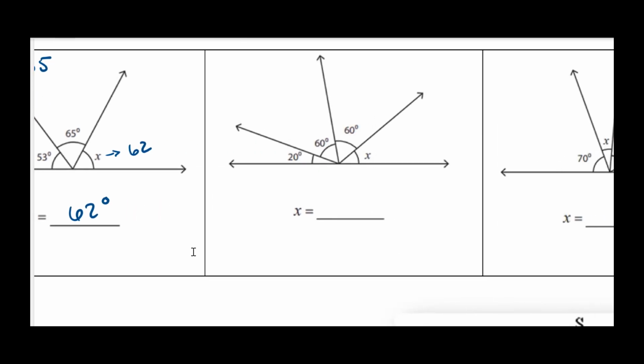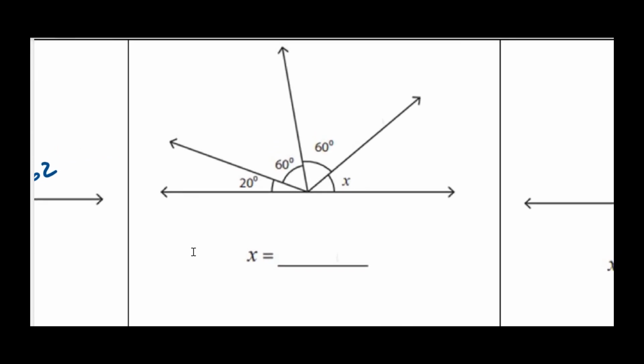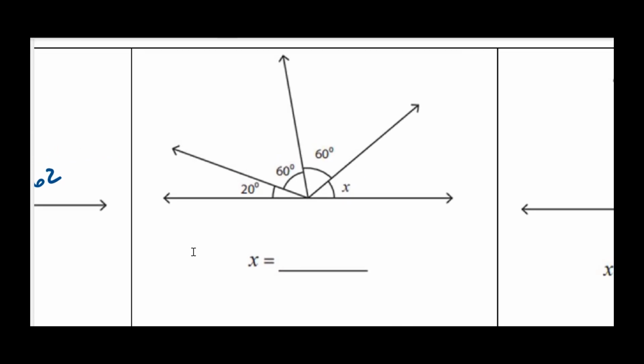Now, if we take a look at this one, it's the same kind of idea, and there are lots of different ways you could approach it. I'll think aloud through a couple of them. Some people might go 180 minus the 20 minus the 60 minus the 60 again. Other people might think about it differently, so I'm going to use a different color here.